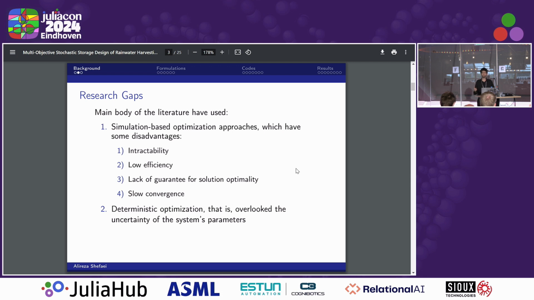The literature on this topic mainly used simulation-based optimization to find the optimal storage size. But their work has some drawbacks, such as intractability or low efficiency and so on. And also, they did not consider the uncertainty in their work. In this work, we want to cover these issues.